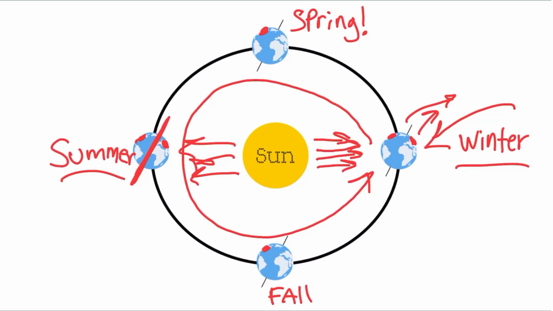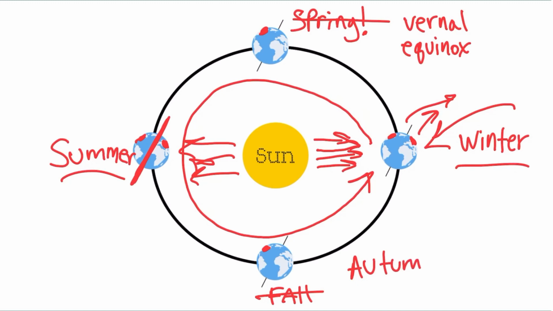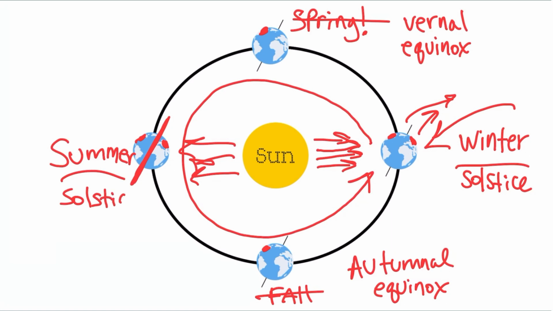And when we come around the other way, we call that fall. Technically, we don't call it spring. We call it the vernal equinox. That's what the scientists call it. And we definitely don't call it fall. We call it autumn, or we call it the autumnal equinox. These are the science words for it. We don't just call it winter. We call it the winter solstice. And we don't just call it summer, we call it the summer solstice. You may have heard those words before.